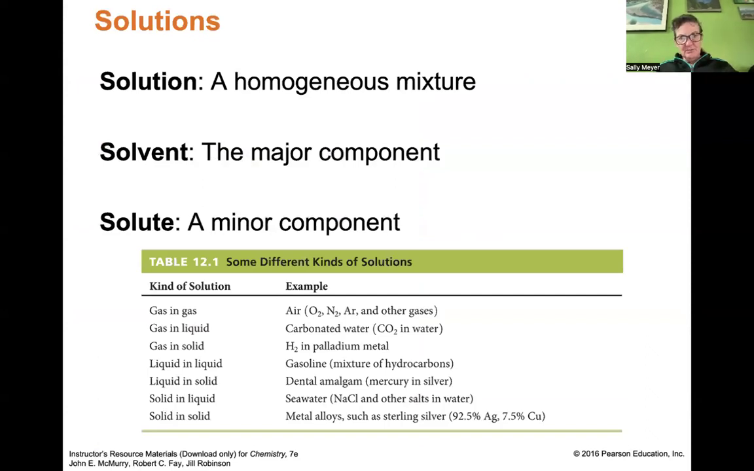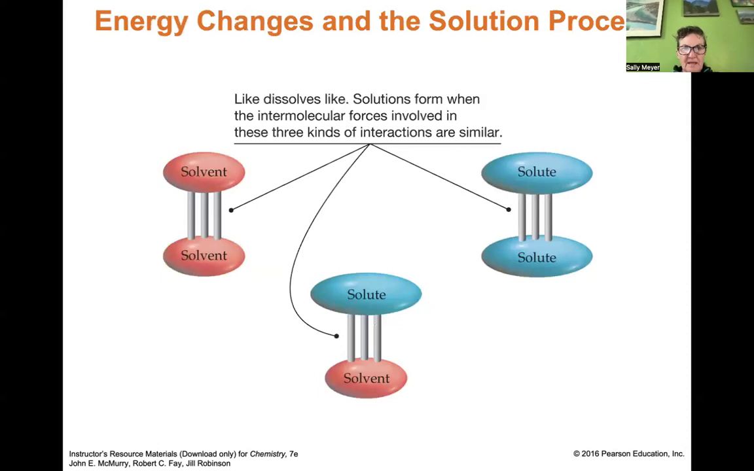So a solution is a homogeneous mixture. The solvent is the major component, the solute's the minor component. So you can have all types of solutions, gas and gas, gas and liquid. So this is just a table. In general, we talked a lot about liquid in liquid and solid in liquid when we were talking about acids and bases. So when something goes into solution, you have to think about a couple things.